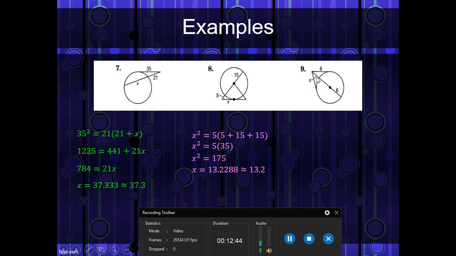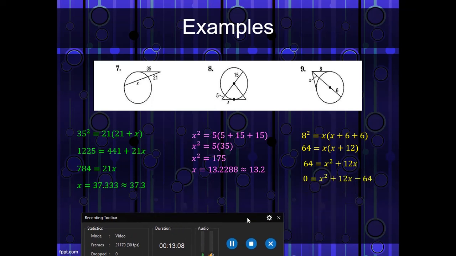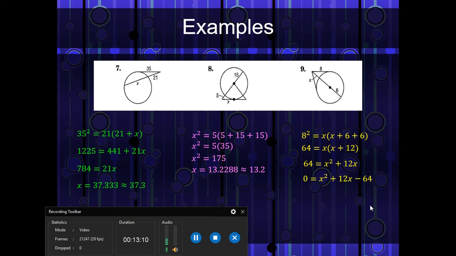In our last example, this piece outside is x. We do have a tangent. Keep in mind from the center of the circle to the edge, we have 6 more units right there. So tangent squared equals external times the whole. In this problem, I'm going to obtain a quadratic term. So I'm going to subtract 64 from both sides. When I factor, my 2 binomials are x plus 16 and x minus 4. So the root at negative 16 will be rejected, and we will accept an answer of 4.